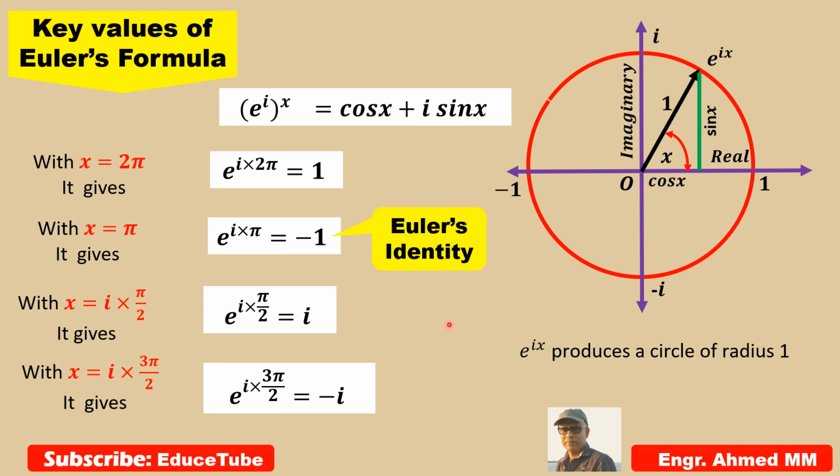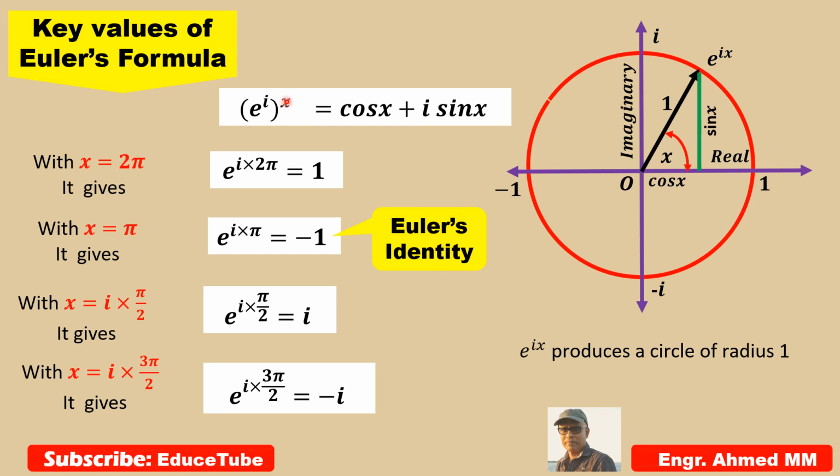Look at here, putting 2π, we get 1, this one. Putting x equal to π, rotating half circle, we get minus 1. This is Euler's identity. Very special formula. I mean, a special equation, a famous equation. And π/2, we got i. 3π/2, we got minus i. And the equation we had before, I wrote like this. I put e^i, and putting the bracket I put x.